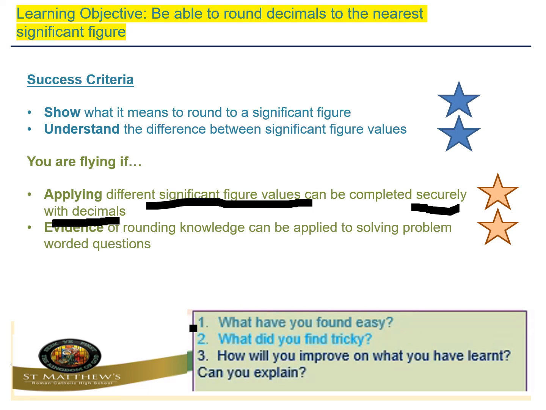And then you need to say how you would improve. What is it you need to do? Is it larger numbers? How are we going to do that? And what questions can you ask the teacher when you have time to help you work with that? Being able to explain yourself and come up with that answer is going to be really, really good for your evidence of rounding knowledge and going on to solving problems.